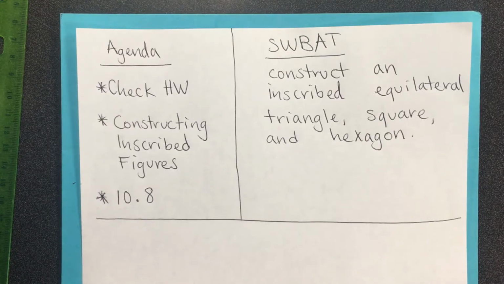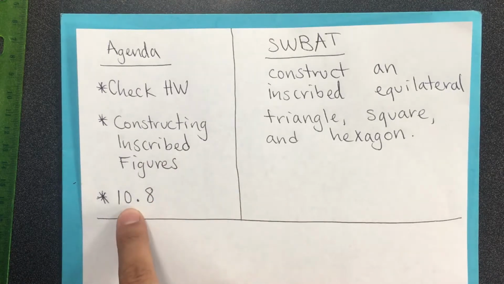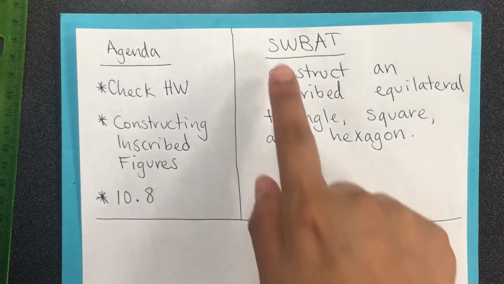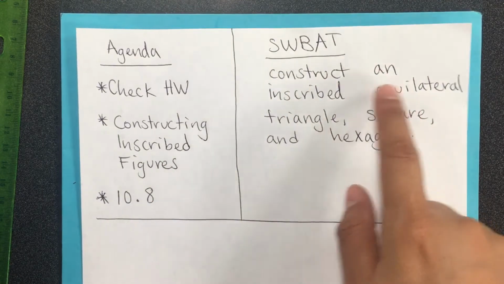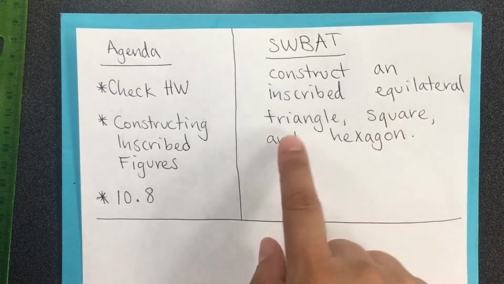Hello students, today's agenda is to check homework. We'll be constructing inscribed figures and you will be able to do 10.8. Today students will be able to construct an inscribed equilateral triangle, square, and hexagon.